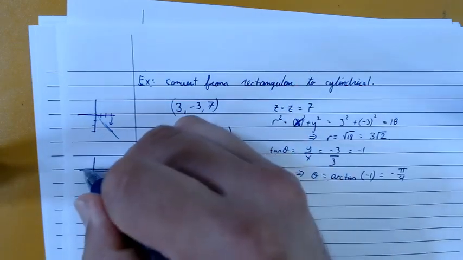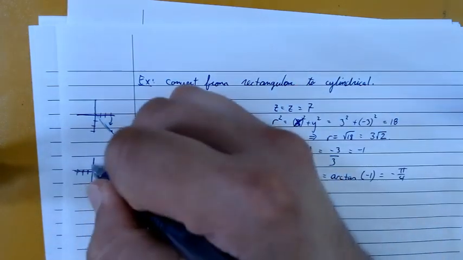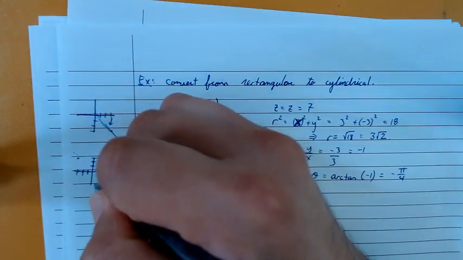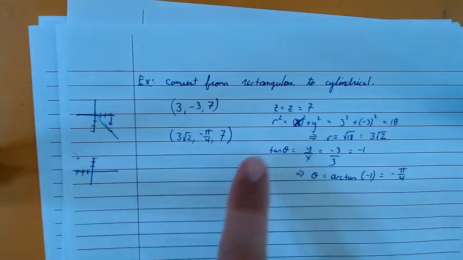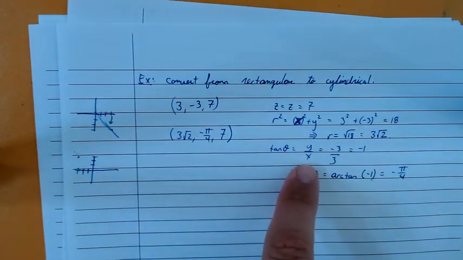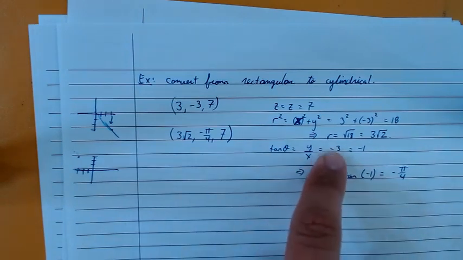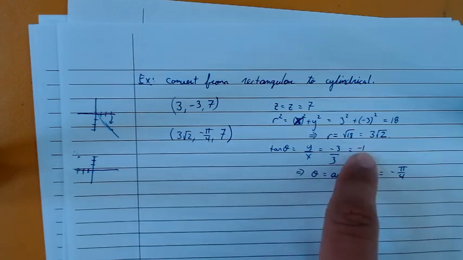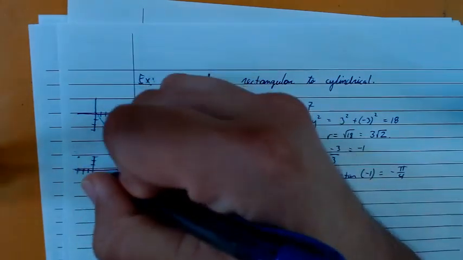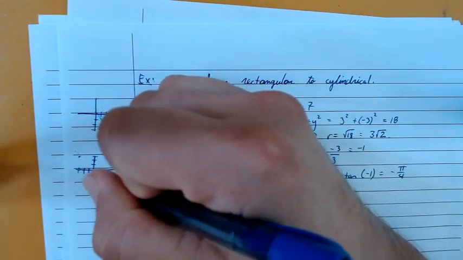So that would be 3 steps to the left first, and then up by 3. Something like that. Well, I would still have tangent of theta is y over x. I would still have tangent of theta is 3 over negative 3, even though the negative is in the denominator now. So what? It's still negative 1. So I would still have an arctangent that's negative pi over 4, putting me down here somewhere.